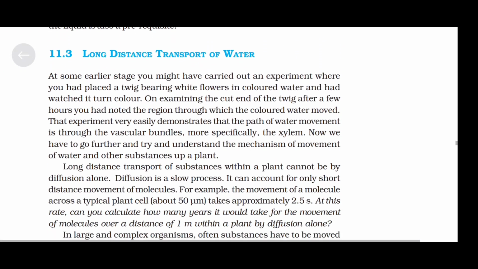Long distance transport of water. At some earlier stage, you might have carried out an experiment where you had placed a twig bearing white flowers in colored water and watched it turn color. On examining the cut end of the twig, after a few hours, you had noted the region through which the colored water moved. The experiment very easily demonstrates that the path of water movement is through the vascular bundles, more specifically the xylem. Now we have to go further and try to understand the mechanism of movement of water and other substances up a plant.